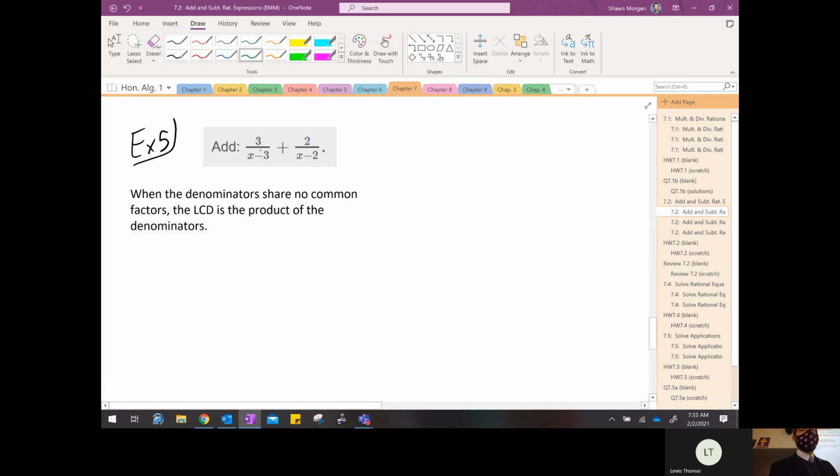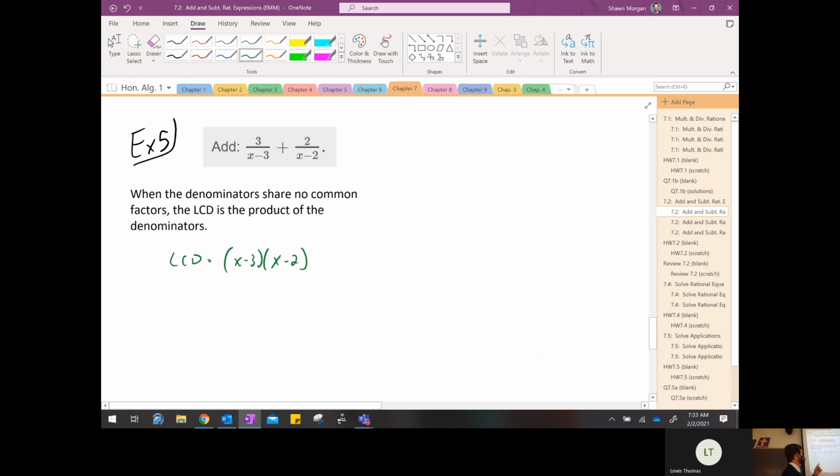In this case, look, x minus 3 is unique. It is a new factor. Nowhere else is it listed to a higher power, so we're going to include it. X minus 2, same deal. So the LCD here is the product of both of these. So my LCD for this example, x minus 3, x minus 2.